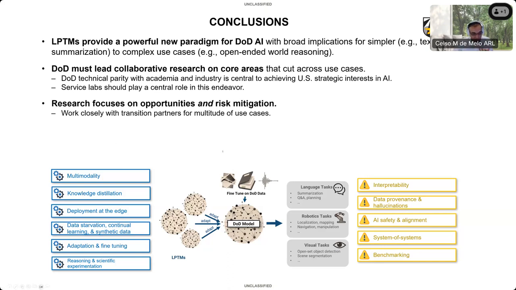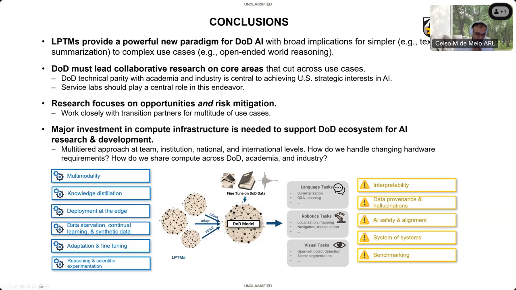And then we need to work closely with our transition partners to understand how this technology actually reflects in critical use cases, such as command and control. And we need a major investment in computer infrastructure to support this ecosystem. If we believe this technology is critical, we need to create the means to develop this research roadmap. And I'll stop here, and I certainly welcome any questions that you may have.